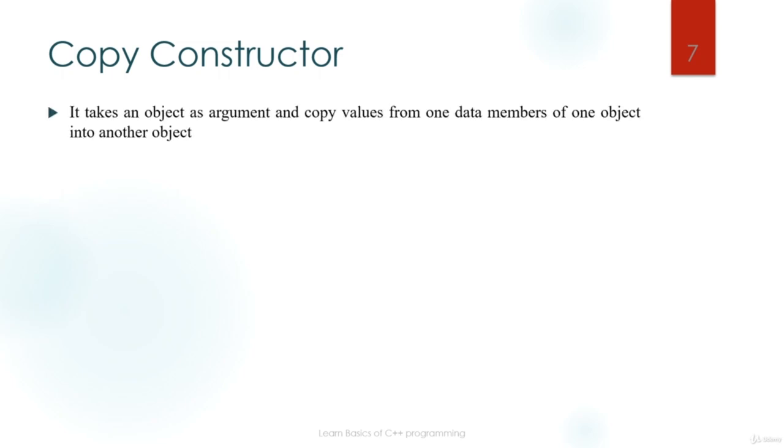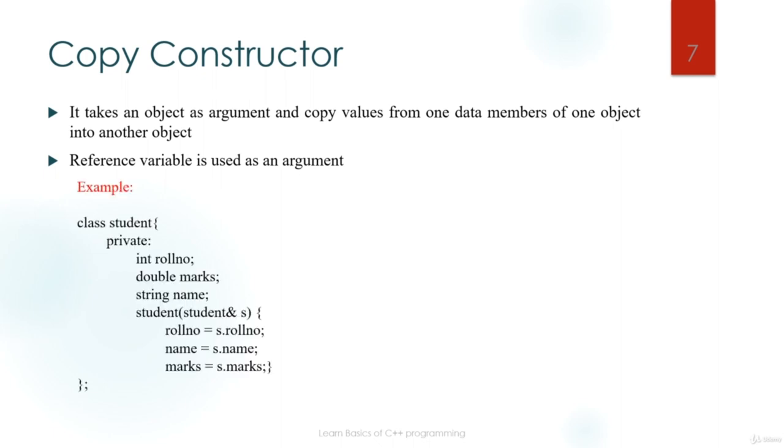The last constructor that we are going to see is the copy constructor. The copy constructor is going to take an object as an argument, and it copies the values from the data members of one object into another object. The reference variable is used as an argument to the copy constructor. Here is the example where we can see how to use the copy constructor. We have created the copy constructor. Within it, the syntax written is the class name, the reference variable is given, and the object is created. With the help of this object, the data is copied into the roll number.